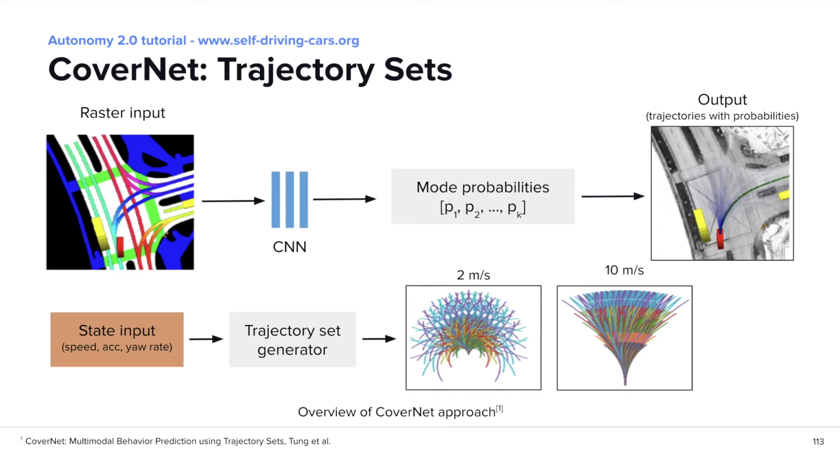Another way of modeling multimodality is performing multi-class classification over a trajectory set. This has the advantage of easily incorporating prior knowledge into the trajectory set. For example, we can generate kinematically feasible trajectory sets based on the current vehicle state. Examples are shown in the figure, where different sets of trajectories are used at different vehicle speeds. The downside of this approach is that the number of trajectories needed to ensure coverage of all possible trajectories is quite large.